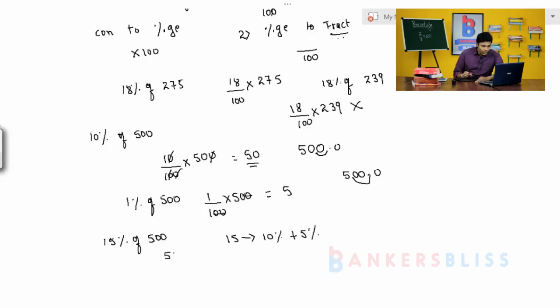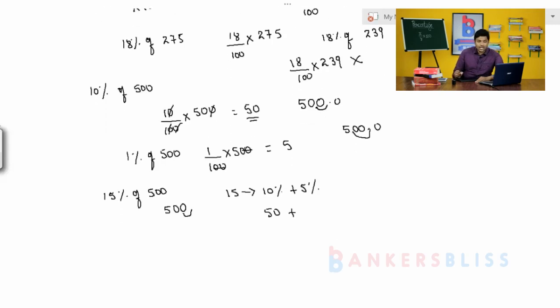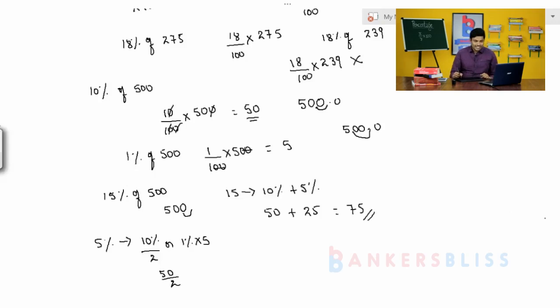In the number 500 you shift the decimal point from right towards left. You are going to get 50. Very simple. Plus 5% you have to calculate. So how to calculate 5%? 5% can be calculated like this, 10% by 2 or 1% into 5. It is very easy to calculate 10% by 2, that is 50 by 2, which is equal to 25. So you are going to get 75. So 15% of 500 is 75.